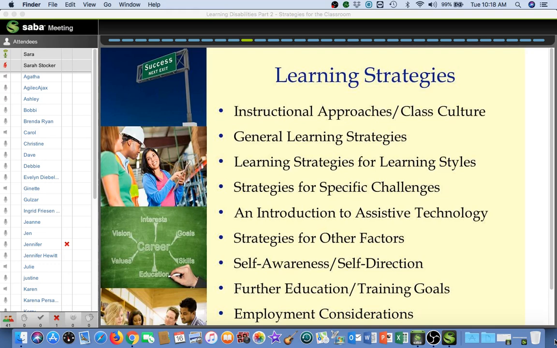Have you used these before? Do you have a strategy that you've used before with success? So let's learn from each other and share our knowledge.